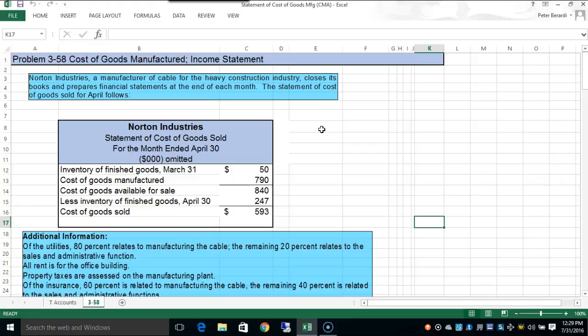So let's introduce the problem. And again, once you see how relatively easy this problem is, and that the fact that it's CMA adapted might give you a little confidence that these problems are not really that difficult.